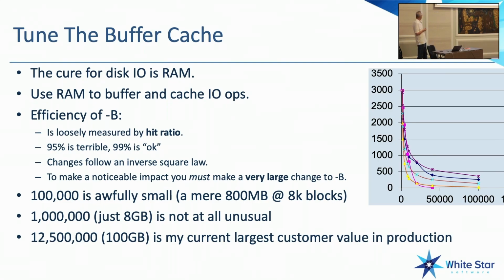Currently, I have a customer who's running with their buffer cache at 12.5 million. That's 100 gigabytes. That's a lot of memory, but that is an actual legitimate value for the buffer pool.